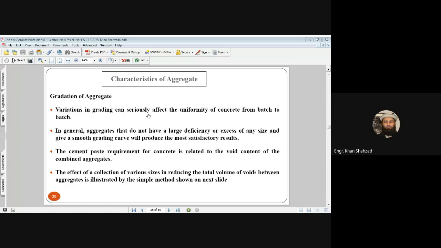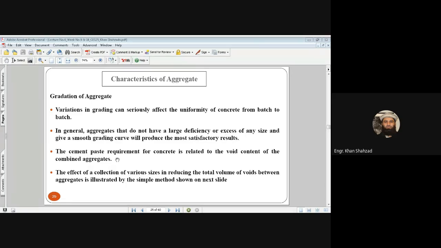Variations in grading can seriously affect the uniformity of concrete from batch to batch. If you are not using properly or consistently graded materials, it can affect the uniformity or the consistency of the concrete. In general, aggregates that do not have a large deficiency or excess of any size and give a smooth grading curve will produce more satisfactory results, or will give you more satisfactory strength and durability of the concrete.